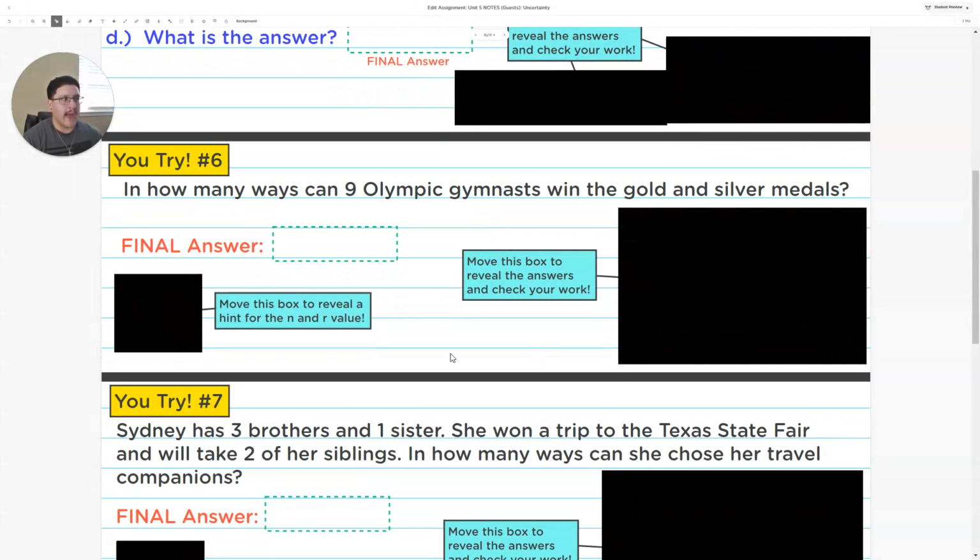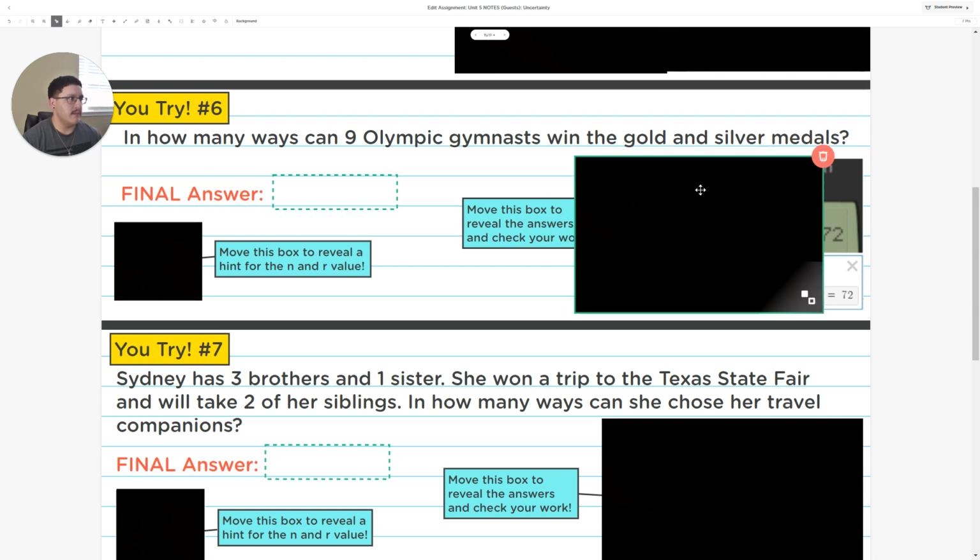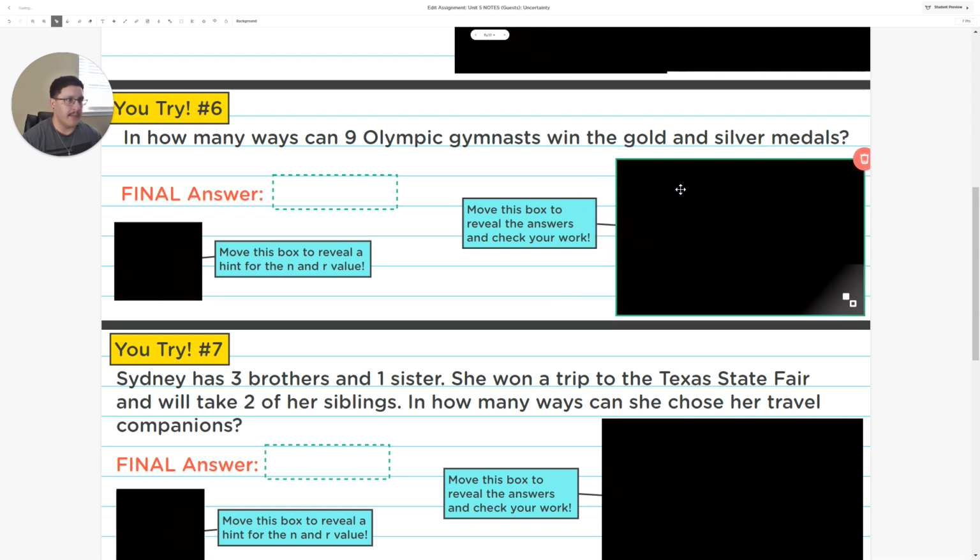Okay, so I don't have it scaffolded like before. You'll just have to figure it out on your own. I just want the final answer from here. And as you're doing this, you can move the boxes to check yourself if you want to see how to type it into the calculator. And then you can remove this box right here to see the hint for the n value and the r value.